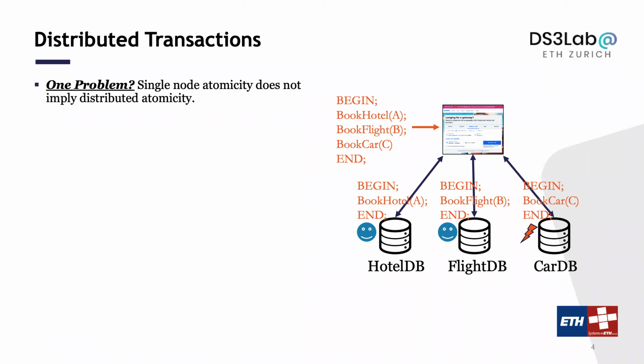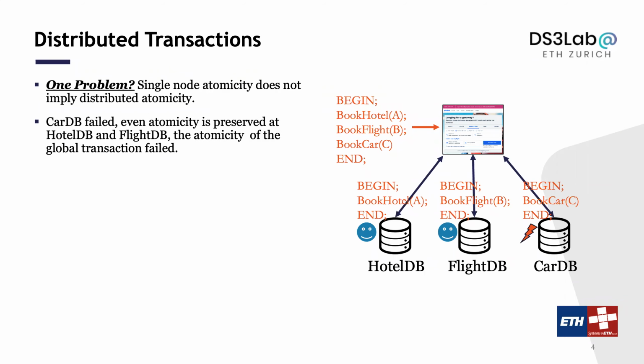So the challenge here is that even if each database system, HotelDB, FlightDB, each of them gives you atomicity, them coming together doesn't necessarily give you distributed atomicity. As a very simple example, what if you are running these three different transactions, but the car database fails in the middle? Then what would you do?